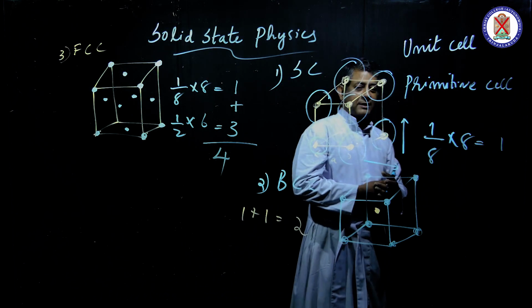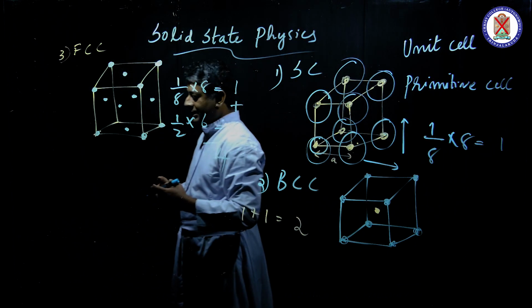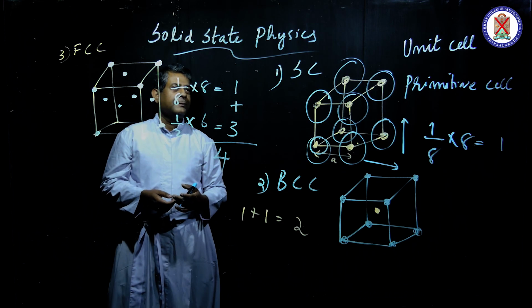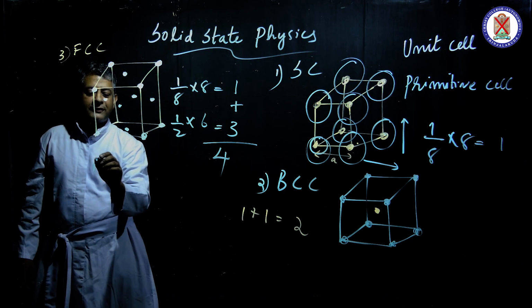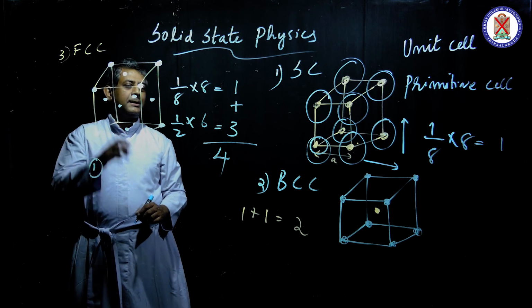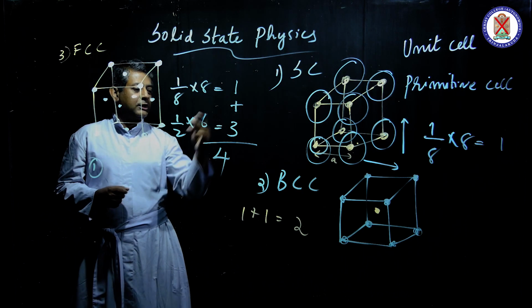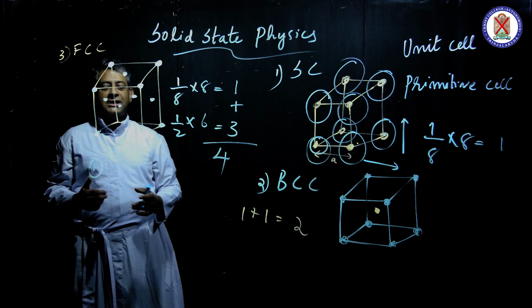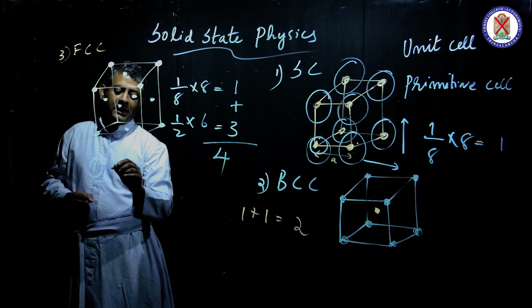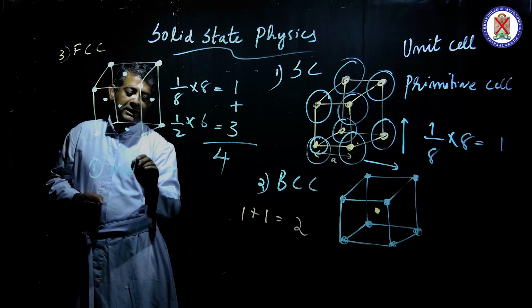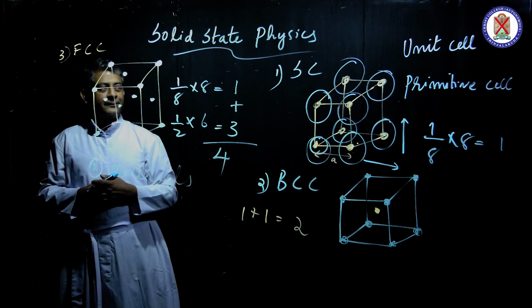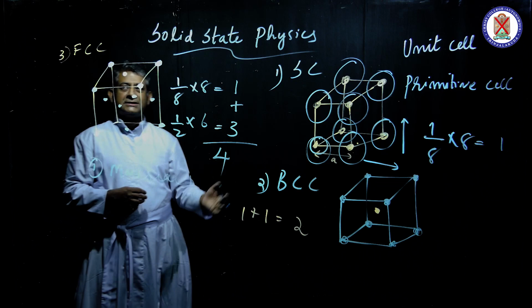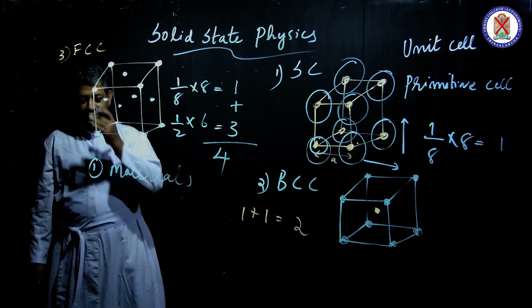As an assignment, what you can do is try to find out the different types of materials. The first thing is to find out the materials which are crystallizing in the simple cubic, BCC and FCC crystal structures.